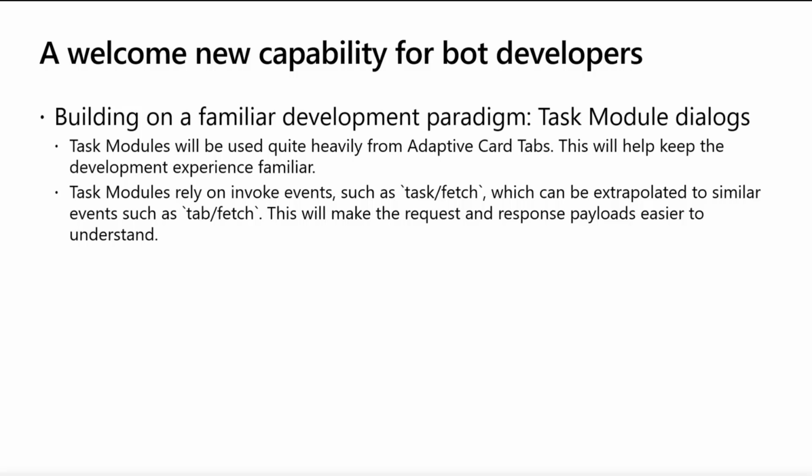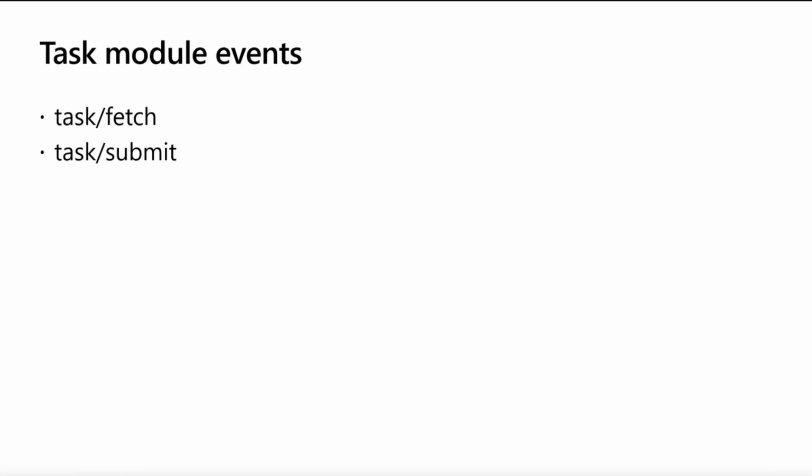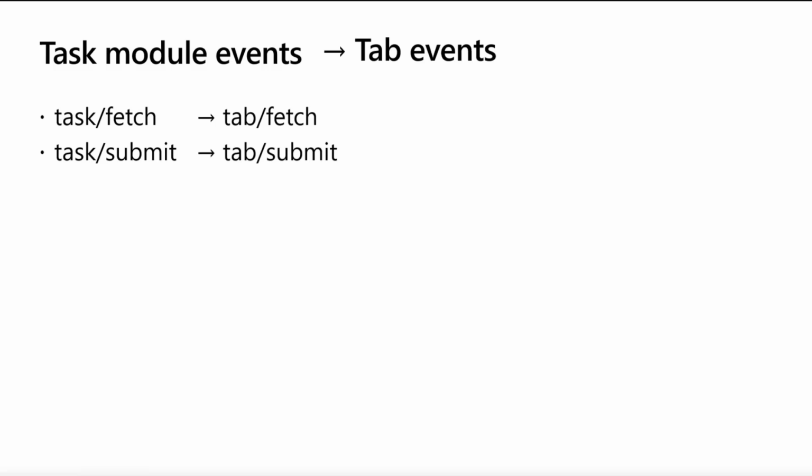And then secondly, task modules rely on something called invoke events. An example invoke event is task fetch. So you can extrapolate task fetch to other events like tab fetch. The hope here is that this will make the request and response payloads much easier to understand. So let's take a look at some of those invoke events. Here are some common task module invoke events, task fetch and task submit. If you were to build adaptive card-based tabs, you will be using events called tab fetch and tab submit instead.